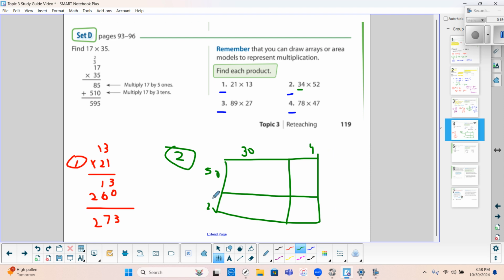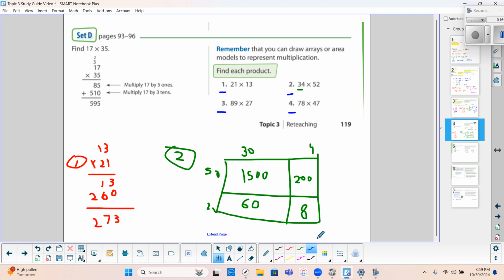All right, so this array, the good news about it is the multiplications are easier. The bad news is it takes up more room, more space, all that stuff. So 50 times 30, 5 times 3 is 15 with 2 zeros behind it. 50 times 4, well, 5 times 4 is 20 with 1 zero behind it because there's 1 zero over there. 2 times 30 is 60, which is 2 times 3 is 6 with 1 zero behind it. And 2 times 4 is 8, which is just 8.